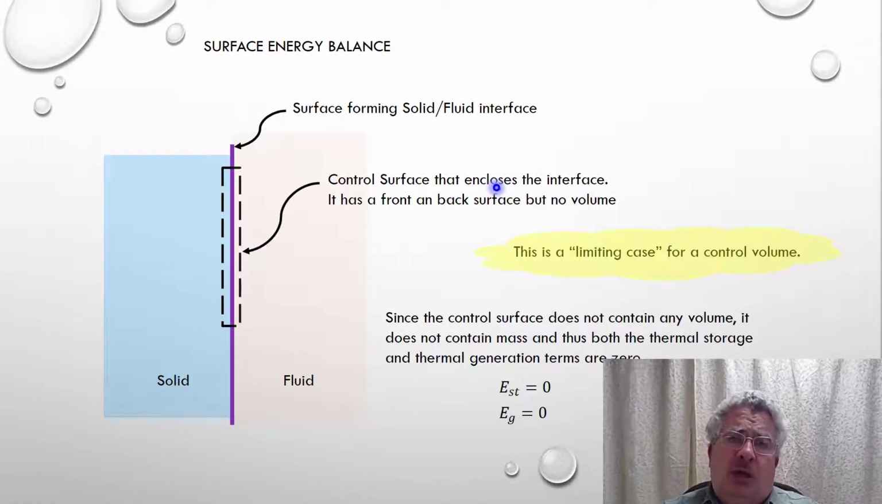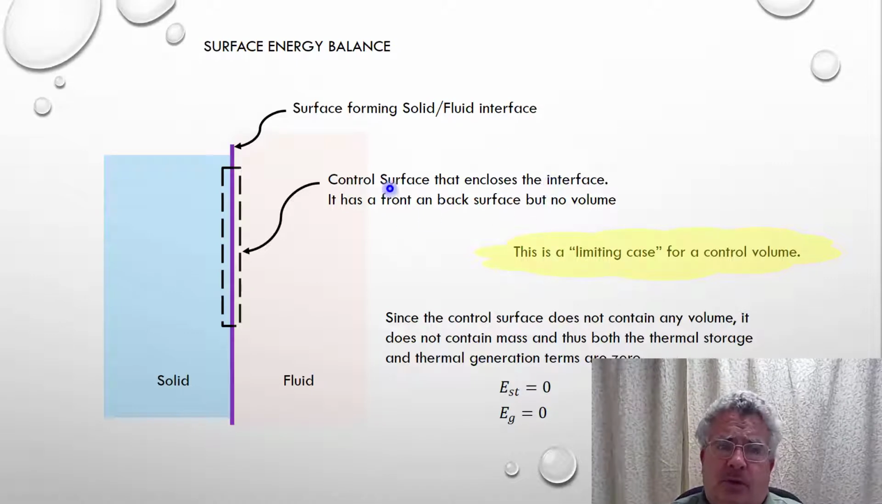So in a lot of the analysis that we'll be doing coming up, we'll be talking about what's referred to as a surface energy balance. And really what we're talking about is the smallest form of a control volume that you can have. I'm going to call it a degenerate form of a control volume because it essentially has no volume.